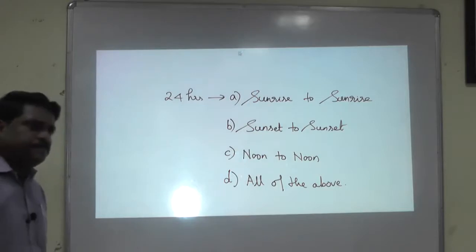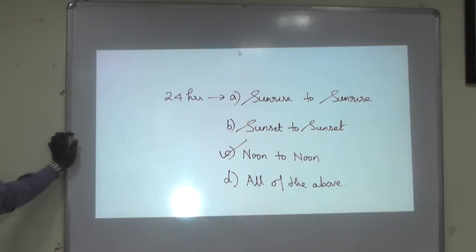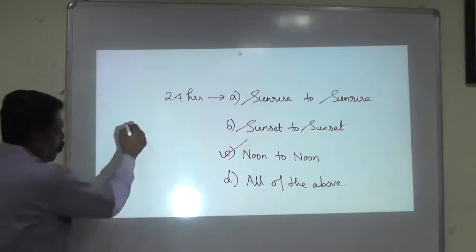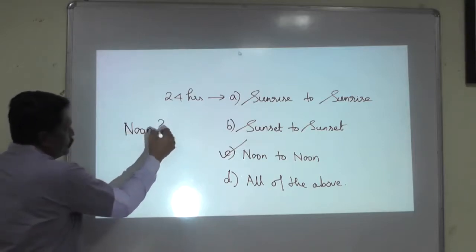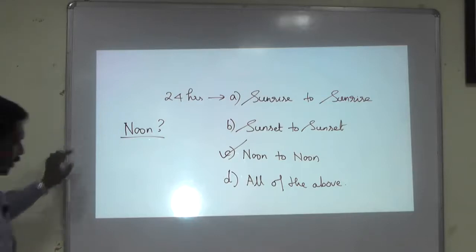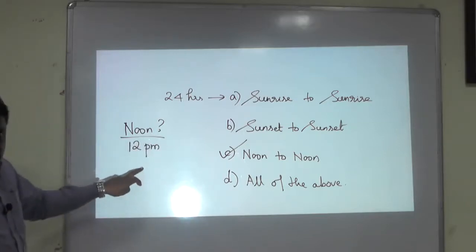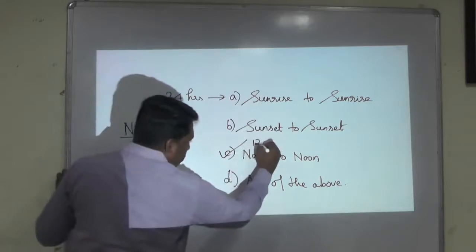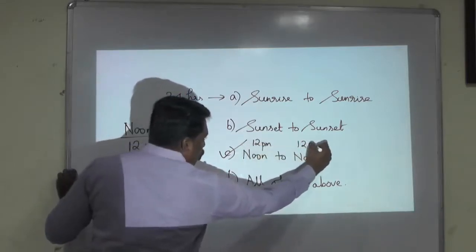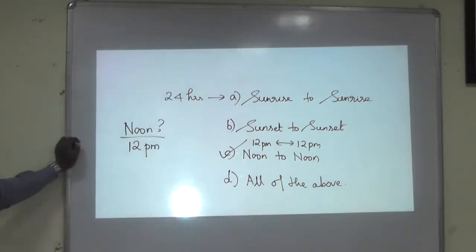Which is the best option? C is the best option. You got it. Correct? Now I should understand, I said C is the best option. What do you mean by noon? Lunch break? Apart from lunch break, what is noon? By noon, I always mean 12 p.m. So 12 p.m. of today to 12 p.m. of tomorrow is exactly what I have: 24 hours. Correct?